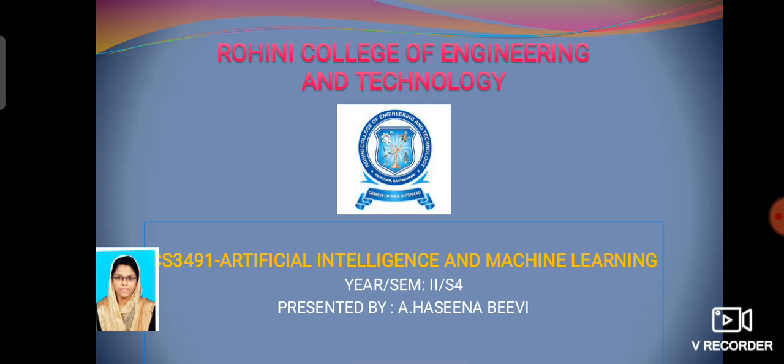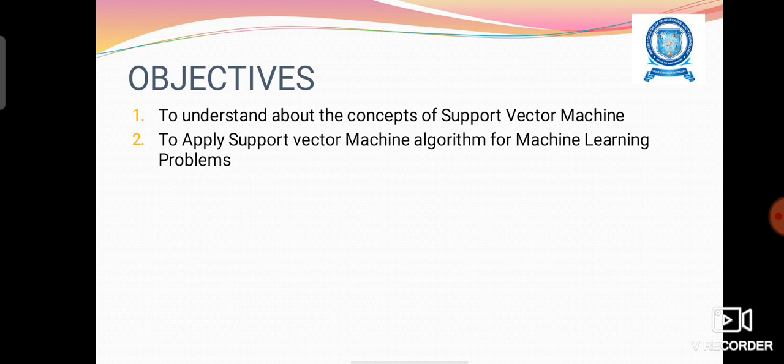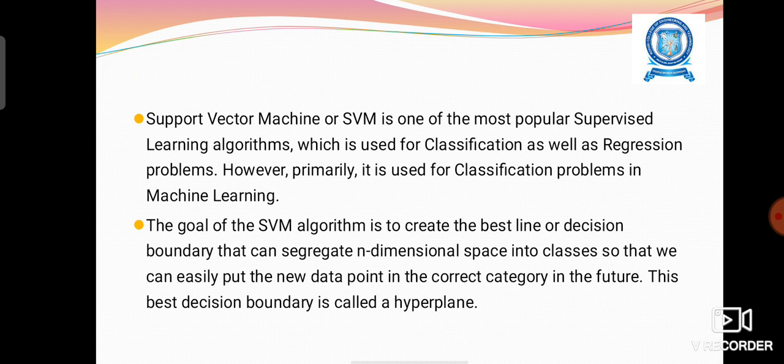In this video lecture, we can see the topic support vector machine from the third unit of Artificial Intelligence and Machine Learning. Objectives are to understand the concepts of support vector machine and to apply the support vector machine algorithm for problems. Support vector machine or SVM is one of the most popular supervised learning algorithms, which is used for classification as well as regression problems.